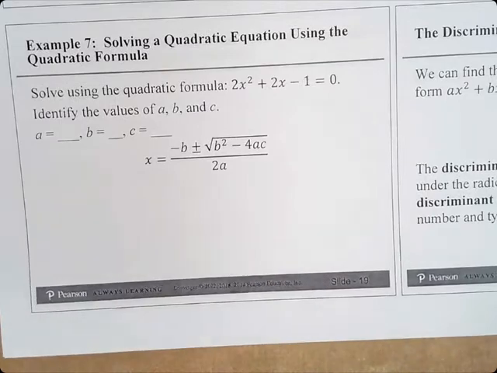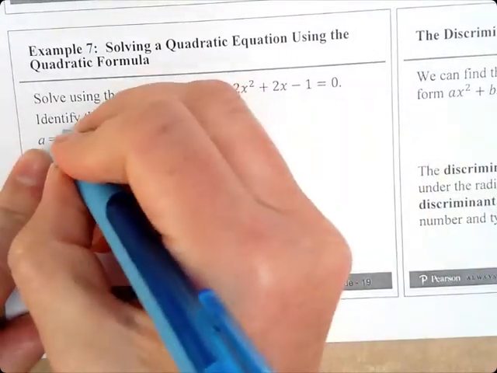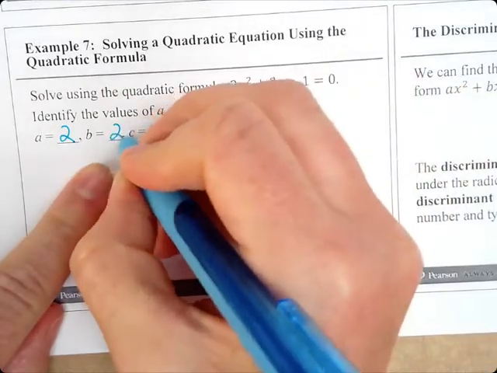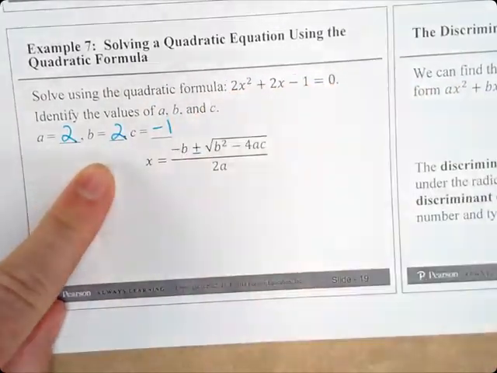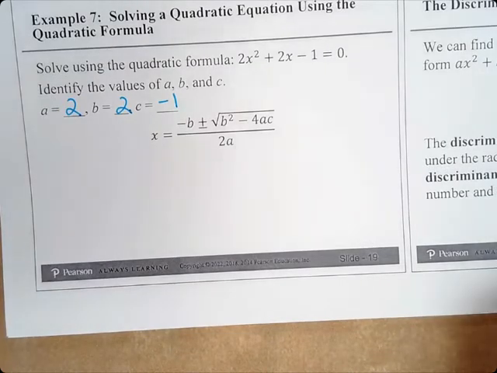All right, let's do the quadratic formula on this problem. So a is 2, b is 2, c is negative 1. Go ahead and plug it in. I'm going to see how you do. I'll give you a second to do that.